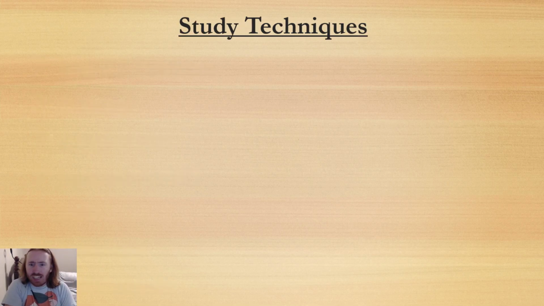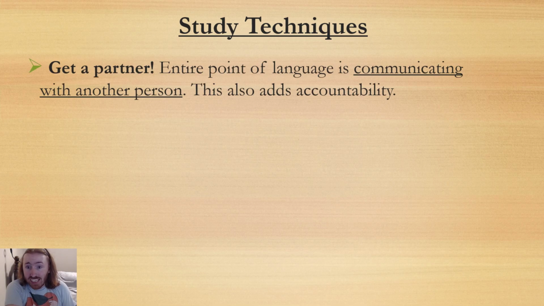The last thing that I have here, well, I think it's the last thing I have for you guys, is study techniques. These are things that I have found myself through this process that have been invaluable for me. Like I said earlier, the very first thing is get a partner, get a mentor. The entire point of language is that you're communicating with another person. You're not meant to learn a language on your own, because language by nature is meant to be shared between people. That's its whole point. That's your whole goal, is understanding what another person is saying to you. So you should have a partner to practice with.